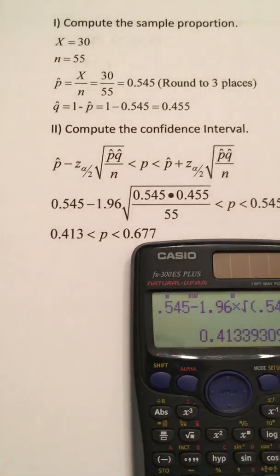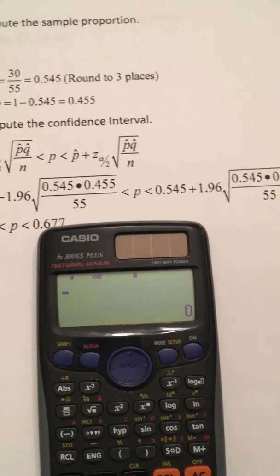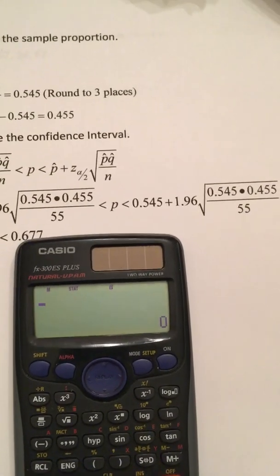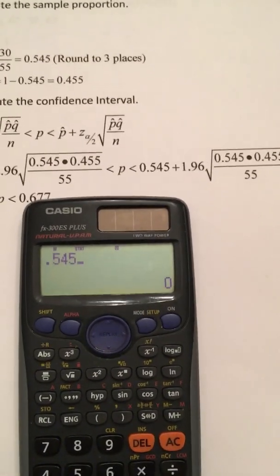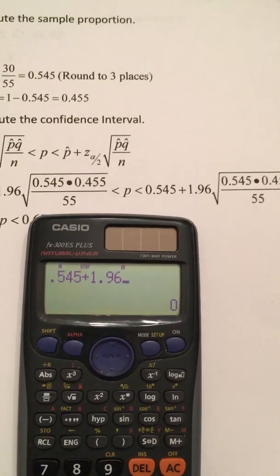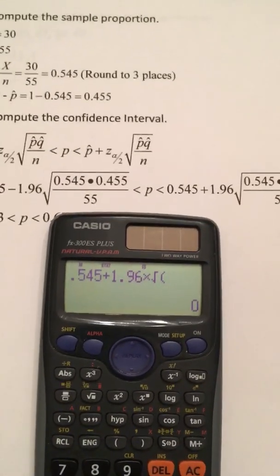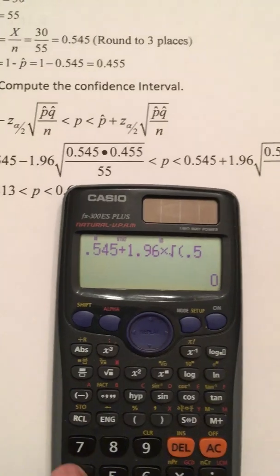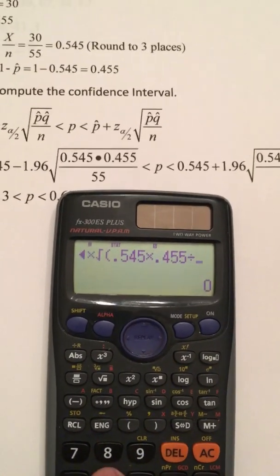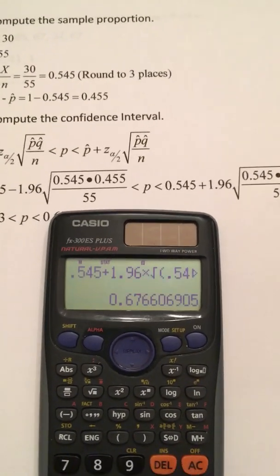endpoint. Now to calculate the right hand side, the right portion of the formula, just follow the same steps. You type in 0.545, but now you put a plus 1.96 times the square root, keep everything in the parentheses, 0.545 times 0.455 divided by 55. Close the parentheses, hit enter, or equals.